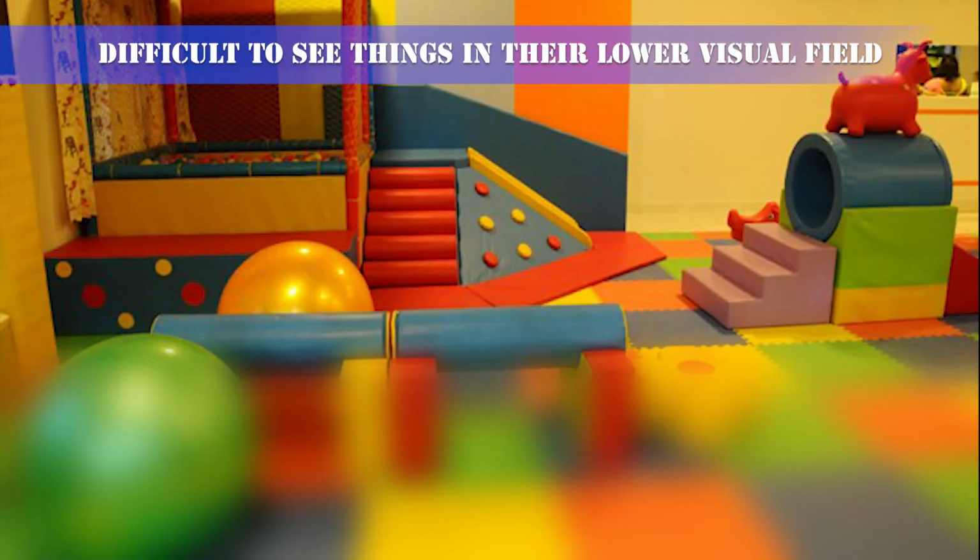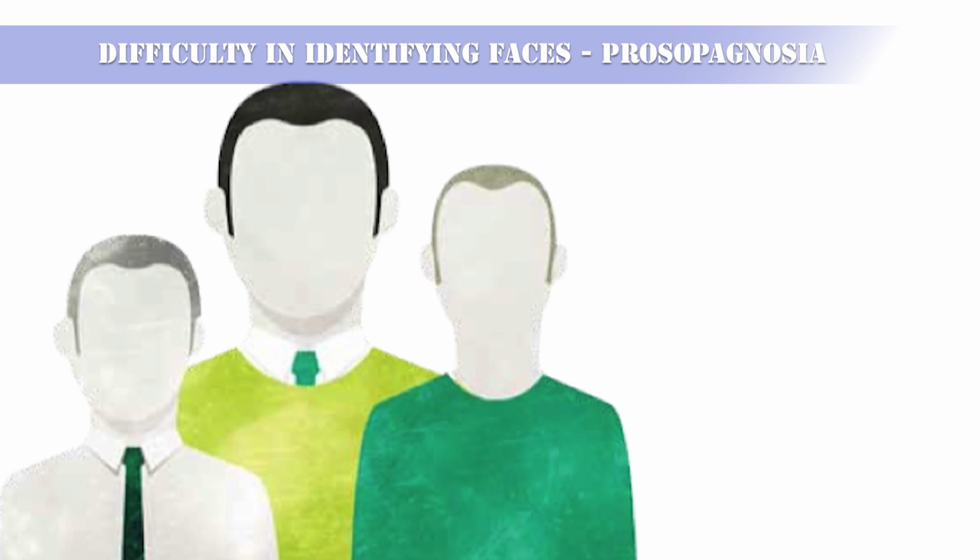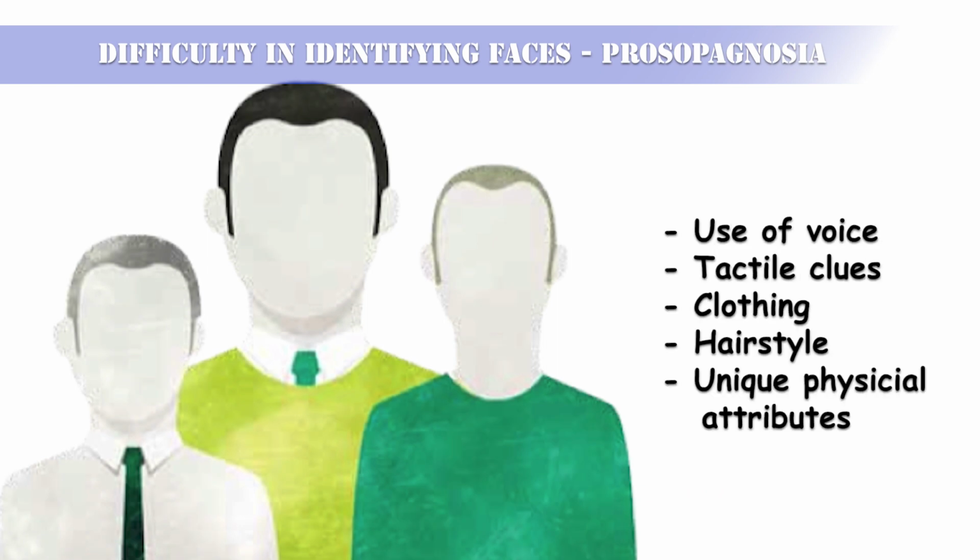A child with an inferior field defect may miss the steps while climbing down the stairs. Such children could be taught to use the movement of their body with tactile cues. Children with face blindness could be helped with the use of non-visual and non-facial cues.